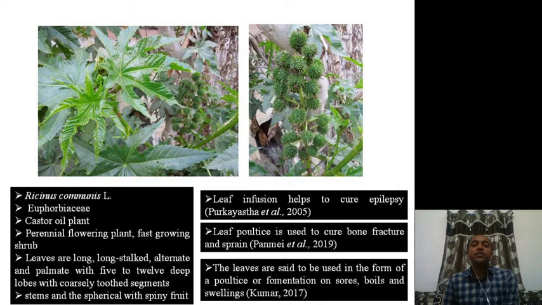The leaves are said to be used in the form of a poultice or fermentation on sores, boils and swelling. So when we talk about a poultice, as I said, it's basically a moist mass you apply, or fermentation. Fermentation is basically a warm treatment you give. So you warm those leaves a little bit, then you take those leaves and apply them on sores, boils or swelling, so that those three problems also can be taken care of with the help of these leaves of Ricinus communis. So this was in brief about the medicinal aspects of Ricinus communis.